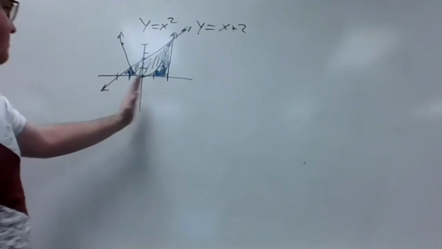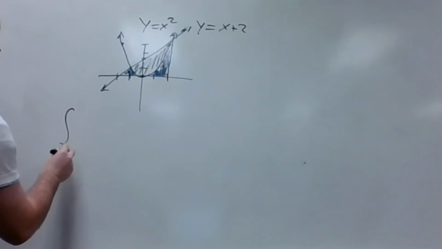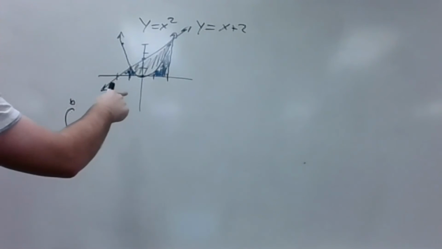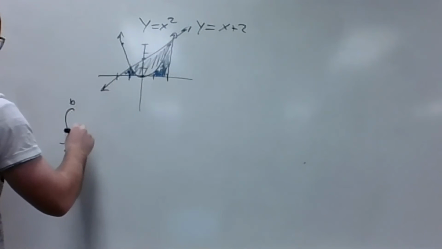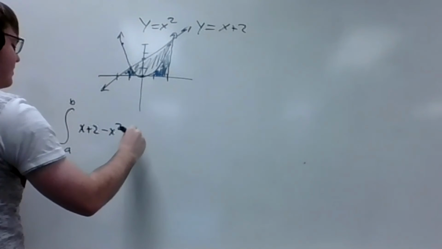So one of the first things you have to do is identify the x bounds, because we're going to do it with x. So we're going to have this integral, and we're going to have this a, b. And it's always the top curve minus the bottom curve. And that's how you set it up.